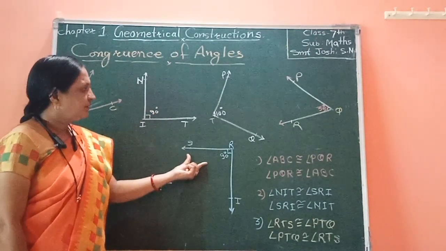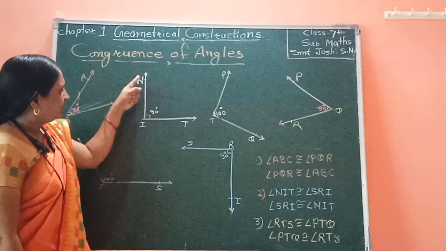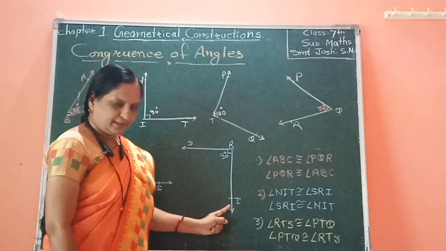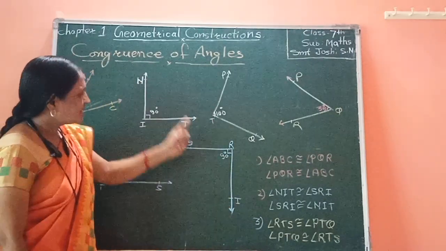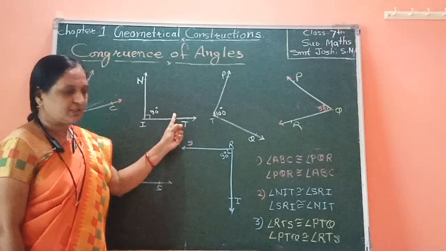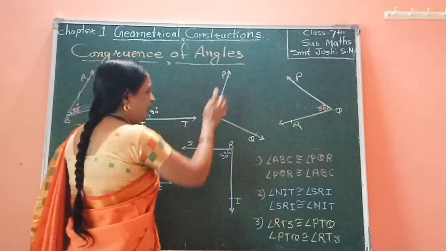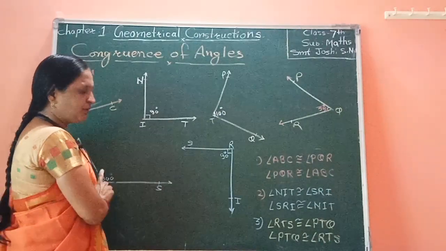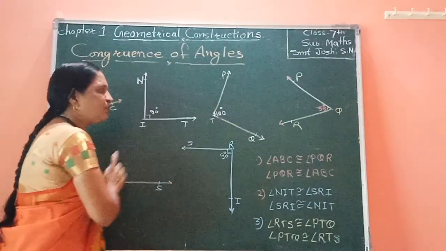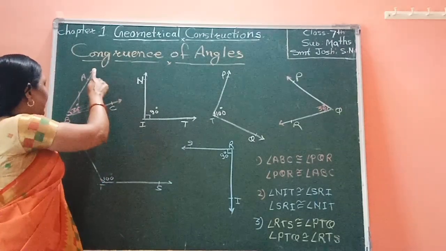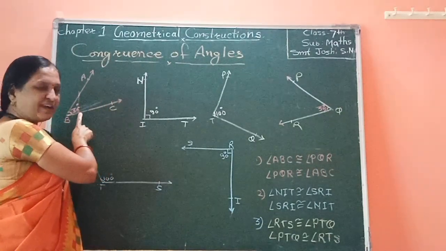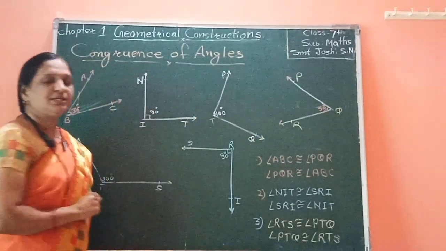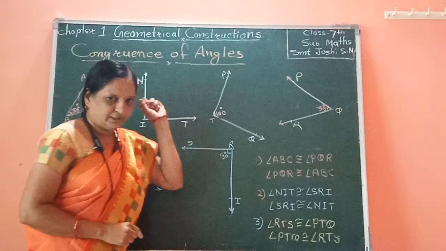Measure is equal, then angles are congruent. Measure of NIT and measure of SRI 90 degree means these two angles are equal, means congruent. Measure of PTQ equal to 100 degree, RTS equal to 100 degree means these two angles are congruent. Angle ABC equal to 35 degree, angle PQR 35 degree means these two angles are congruent.